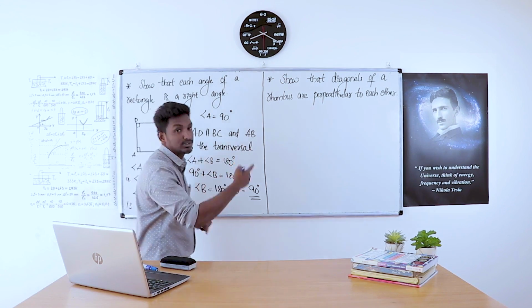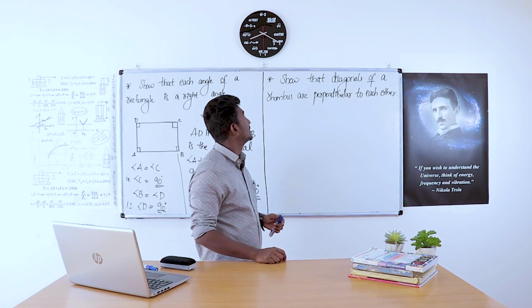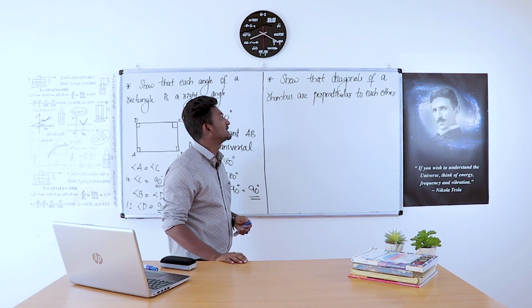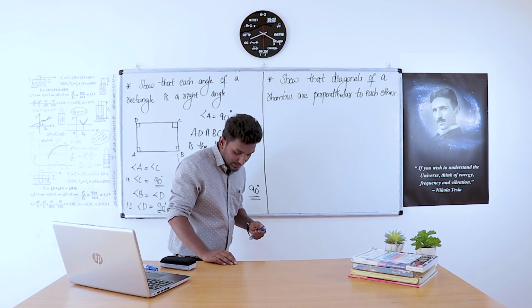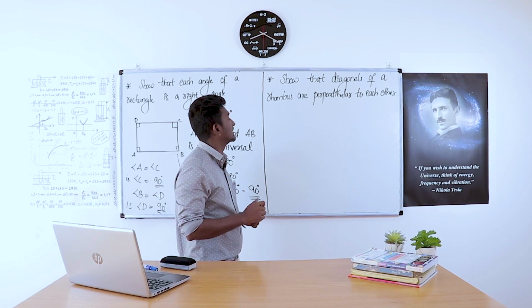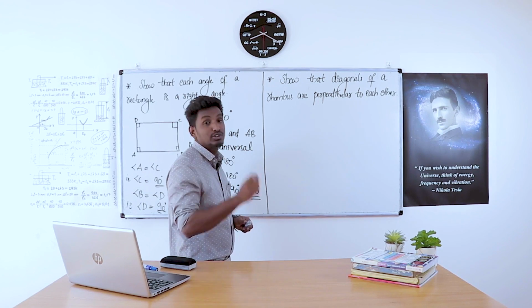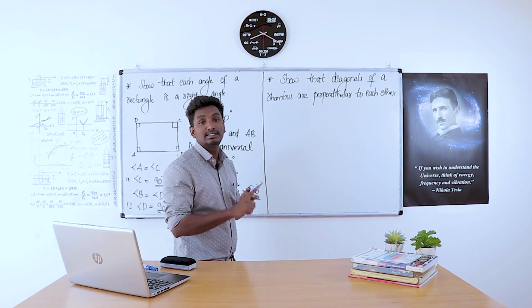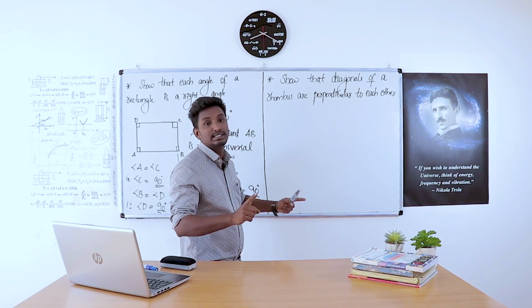Now moving to the next question. What is the next question? Show that the diagonals of a rhombus are perpendicular to each other. So we have to prove the diagonals in a rhombus are perpendicular to each other.